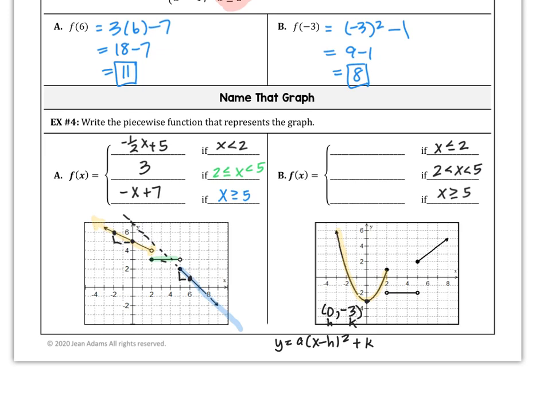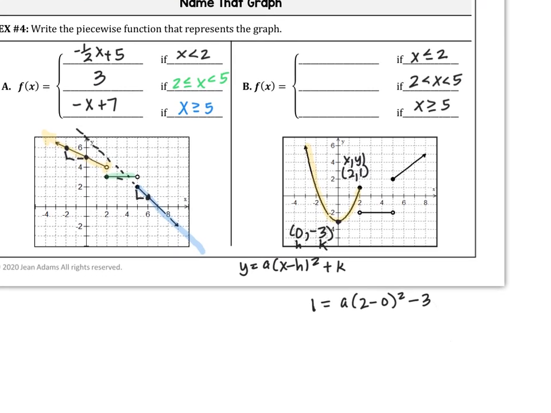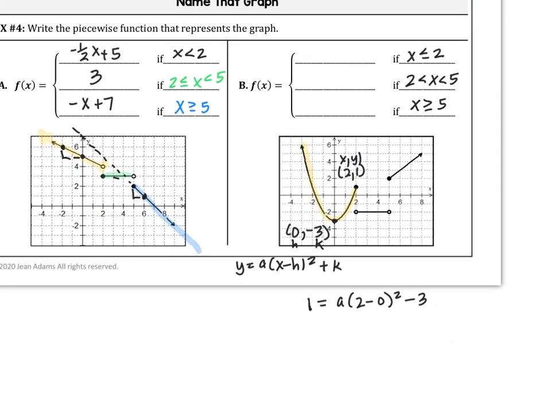This point right here is the point 2, 1. So that's going to be my x comma y. So basically, let's see if I can write it. Will it show up down here? Yeah, it will. Okay, great. So I'm going to have 1 equal to a times 2 minus 0 squared minus 3. So notice I filled in what I knew. And now I'm going to solve this. I'm going to add the 3 over here. 2 squared is 4. So I get 4 equal to 4a. And so that means a is 1. And of course it should be positive because it's opening up, but a is 1.